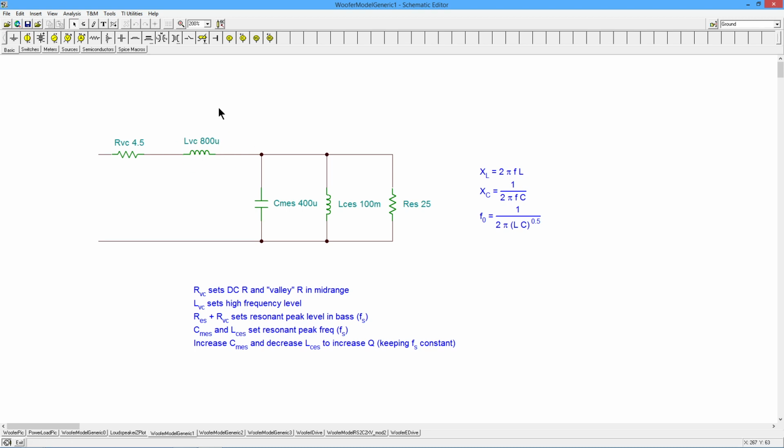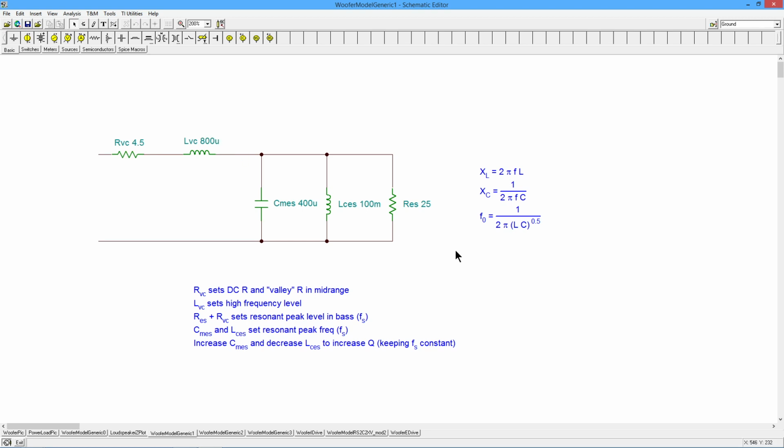Now, a starting value, because that's something that people want. You want to start with something reasonable. These are sort of reasonable values to start with. You're probably going to get somewhere in the 500 microhenry, 1, maybe 2 millihenry range for this inductance. This resistance is probably going to be 4, 5, 6 ohms, somewhere around there. So that's where we're going to start.